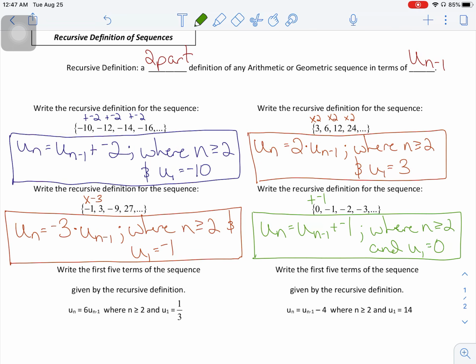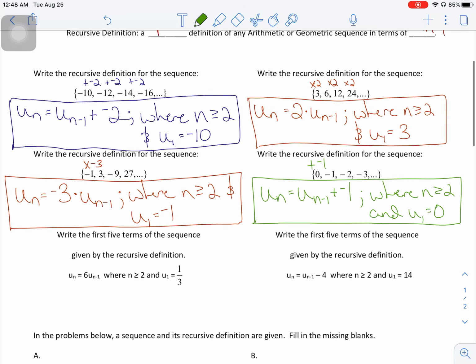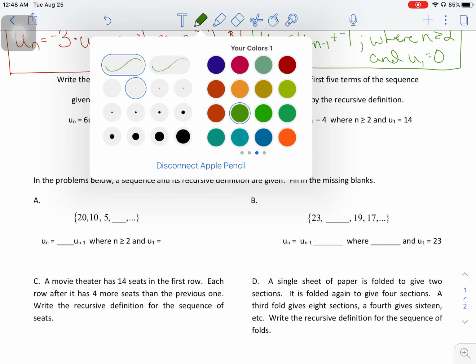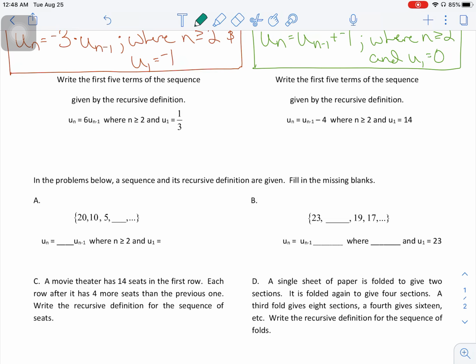And that's your recursive definition. A couple of examples. So we've got those problems where you take a sequence and you can write the recursive definition. The next two examples give the recursive definition, and you need to write some terms in the sequence. So I want 5 terms given by this recursive definition.